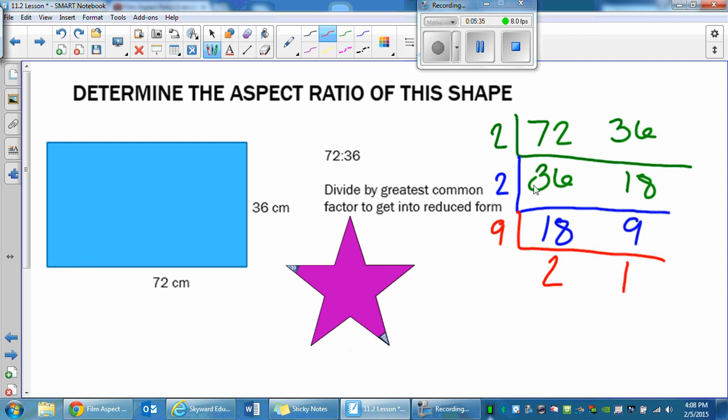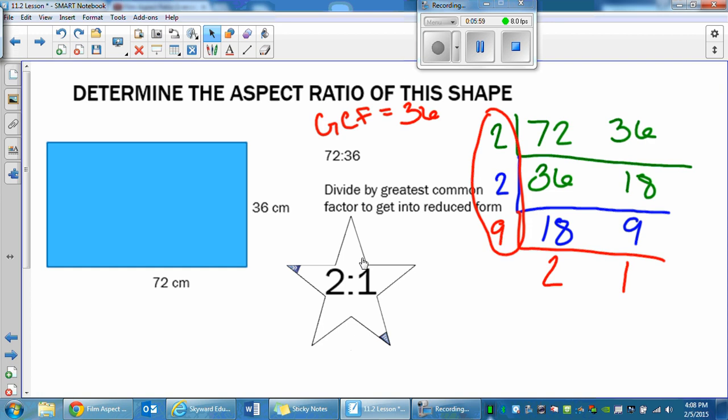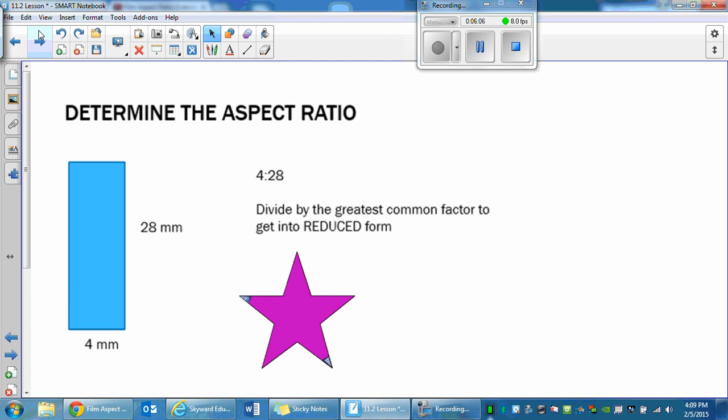No. So to find the greatest common factor, you would take all three of these numbers and multiply them together. So 2 times 2 is 4, and then times 9 is 36. So the greatest common factor of 72 and 36 is 36. So when we divide 72 and 36 by 36, we get an aspect ratio of 2 to 1. Pretty simple stuff. Okay, so another example.